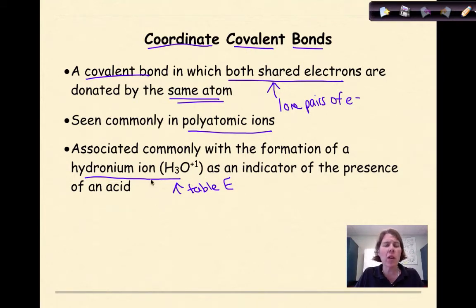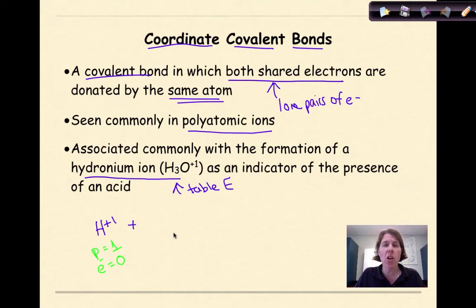So the question is, well, where's the coordinate covalent bond in a hydronium ion? Well, a hydronium ion is composed of a hydrogen ion, and we know that hydrogen ions are going to have one proton and zero electrons. So one proton, zero electrons. We know it has one proton because hydrogen's atomic number is 1. We know it has a positive charge because if there's only one proton, there can't be any electrons. The hydronium ion is going to basically hook up with a water molecule.